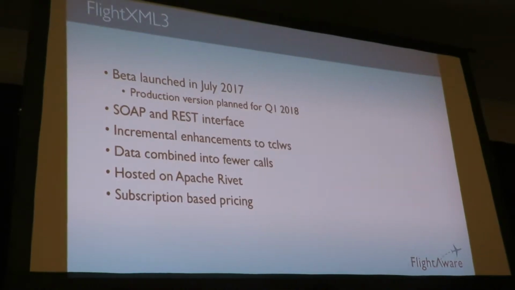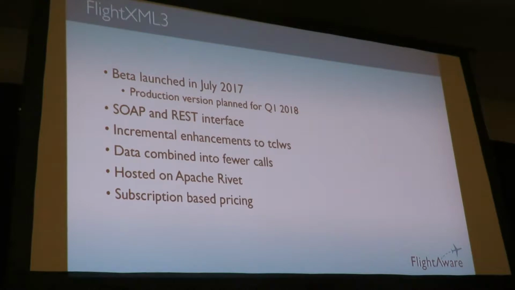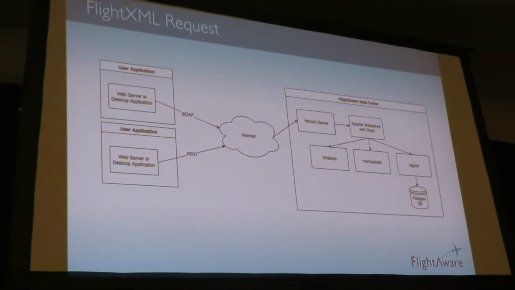And then FlightXML 3 is the most recent version. We're still in beta, and about half of it is developed. Again, we've got SOAP and REST interfaces, and we've made some incremental improvements to tclws. In FlightXML 1 and 2, if you wanted information on a particular flight, you might have had to make five or six calls to gather all of it. We tried to combine those into fewer calls based on what users were specifically asking for. And we moved over to a subscription pricing model.